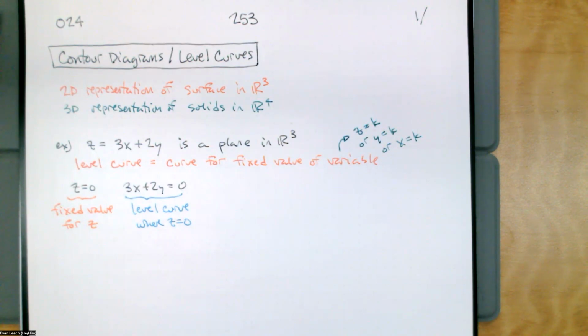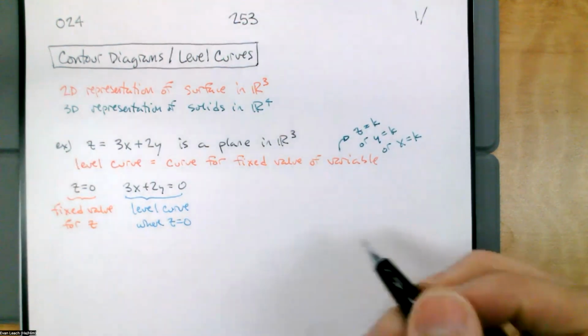Now, back when we were graphing functions, all we had to draw was 1 point. If y equals x squared, when x is 0, y is 0. When x is 1, y is 1. When x is 2, y is 4. All we're getting is y equals 1, y equals 4, and so on. Here, when we plug in z equals 0, we get a whole line. We get this line, 3x plus 2y equals 0.